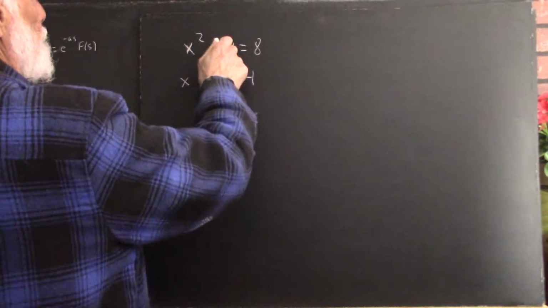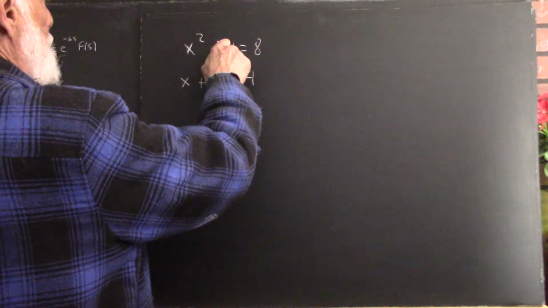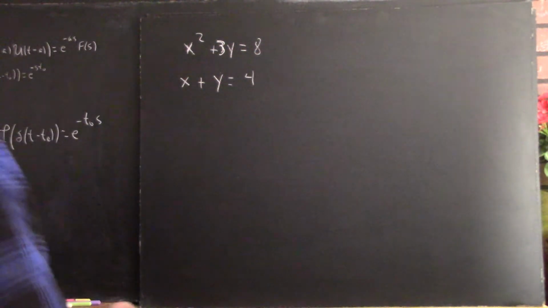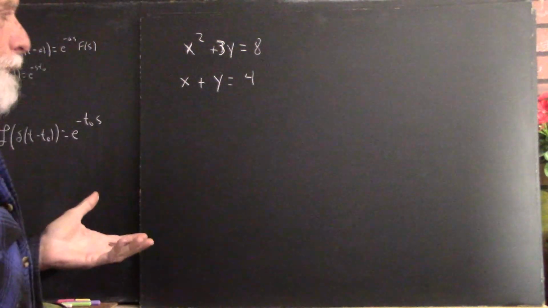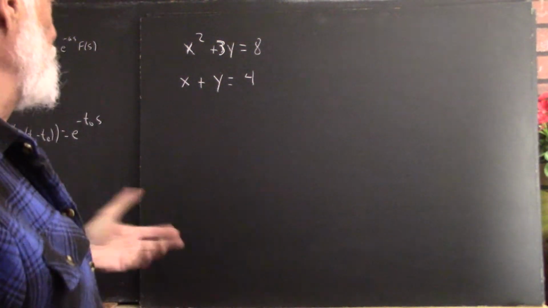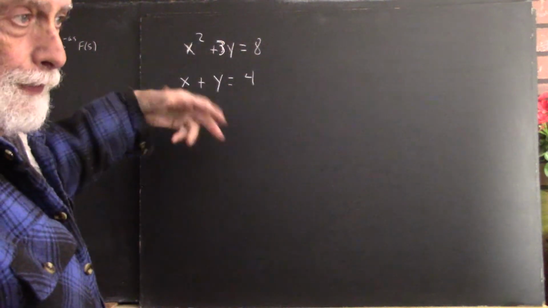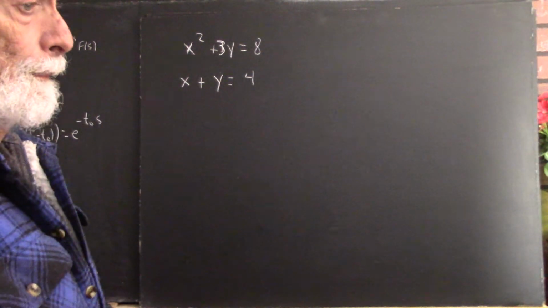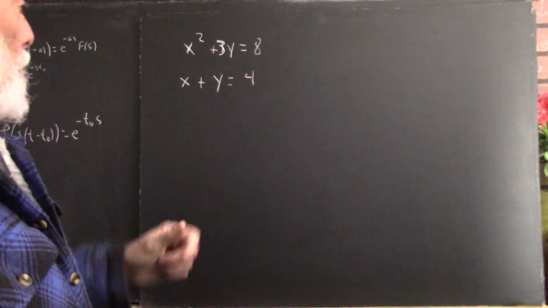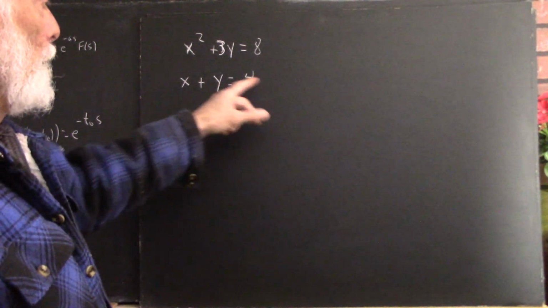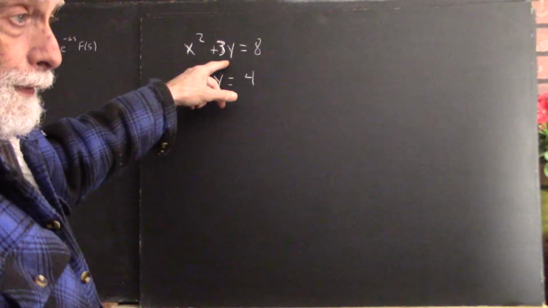If we have a system of two equations, x squared plus 3y equals 8 and x plus y equals 4, we have alternatives in what we could do. We could multiply the second equation by -3, then add the two, that would eliminate y. But alternatively, we could solve for y and then plug that solution into this equation.